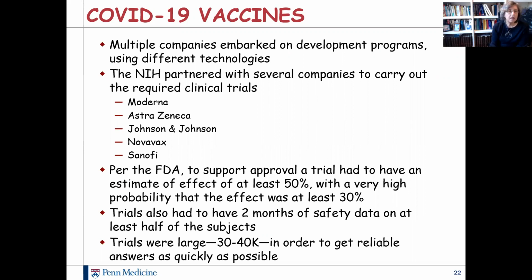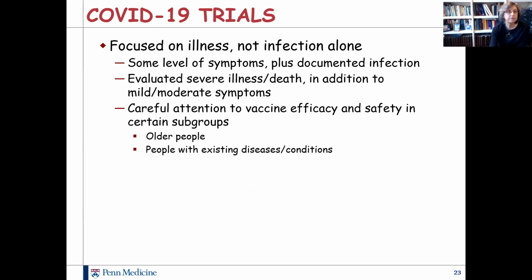The FDA, together with its advisors, determined that to be successful, the estimate of protective effect would have to be at least 50%, with a very high probability that the effect was at least 30%, and required at least 2 months of safety data on at least half the subjects. Now, these trials were quite large in order to get reliable answers as quickly as possible.